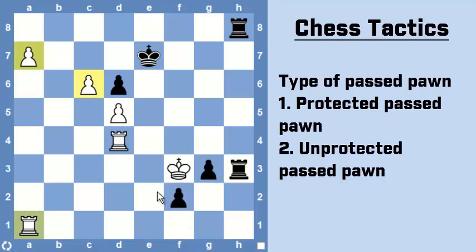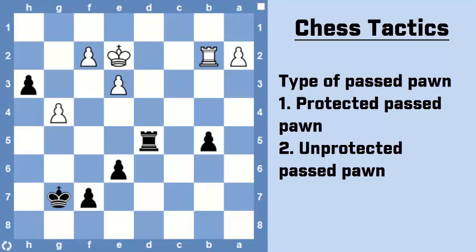Unprotected passed pawns are pawns that don't have protection. For example, if I make this move, let me push this move, this pawn now is not protected anymore. It is now under the category of unprotected passed pawn. Good. Now let's look at another example.